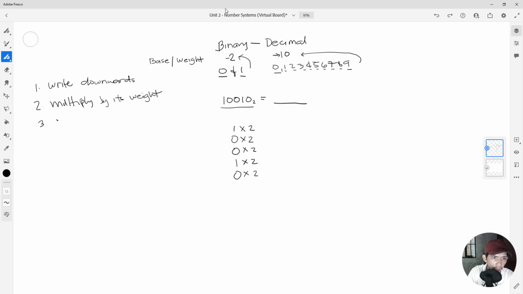maglalagay tayo ng units. Add units from bottom to top. Ano ba yung units na sinasabi natin? Units, ganito siya, start from 0. Ibig sabihin, 0, 1, 2, 3, and 4. Okay. So, if we have a number here, 5, 6, 7, 8, 9, and so on and so forth. 10, 11, 12, ganun ang mangyayari. So, we're going to compute this.